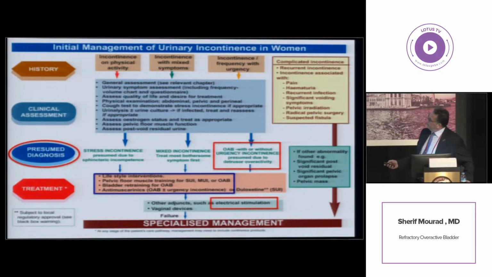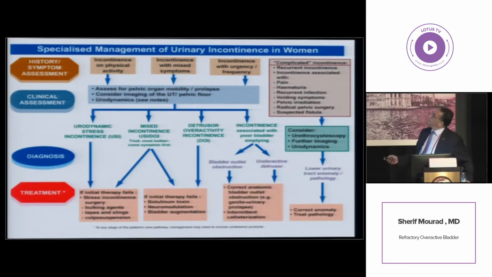If this fails, and most of the time it does, you have to go to other things, which is external electrical stimulation or vaginal devices. And if not, then you need to go to specialized management by urogynecologists, urologists, or even gynecologists. So this can be done only by specialized doctors. For the specialized workup of these patients, you need to do some clinical assessment that will include urodynamics.